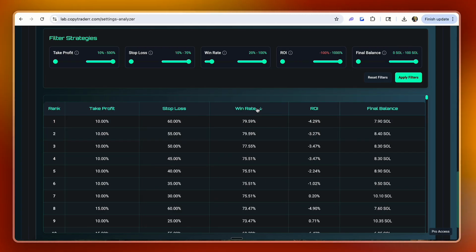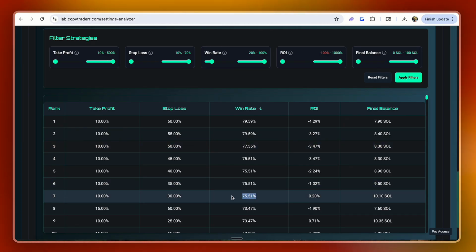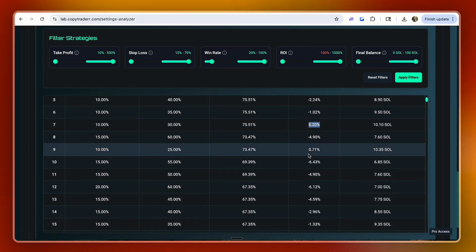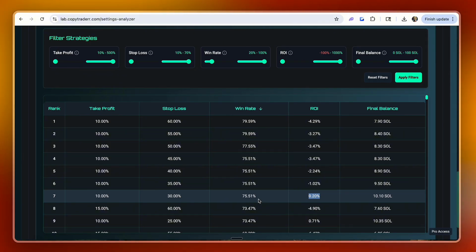Let's see if there's any high win rate strategies which would have been profitable. Here we would have won 75% of our trades, but we only would have had a 0.2 ROI. We probably would have lost all of that after fees. So this trader is not great to use with a high win rate strategy.